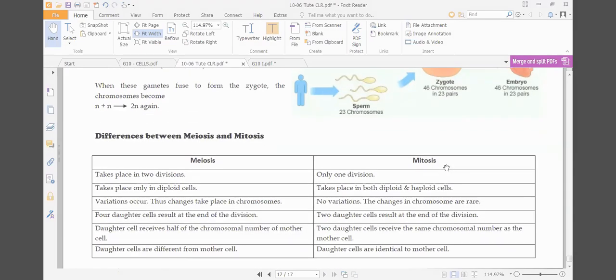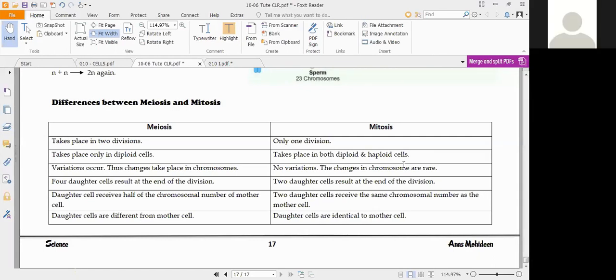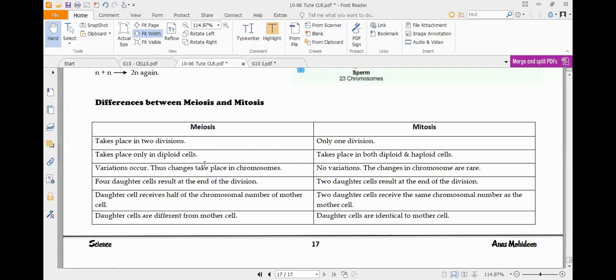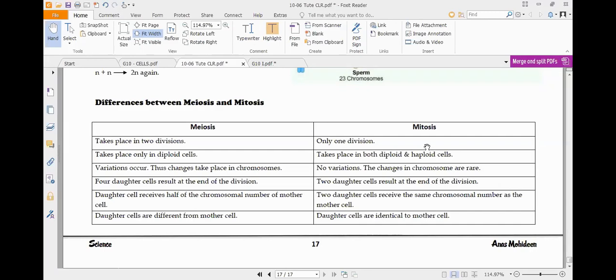The final part, we are going to differentiate them. What are the differences? Meiosis takes place in two divisions, meiotic and mitotic. Mitosis has only one division. And meiosis takes place only in diploid cells. Why? Because it should be halving. 2n becomes n. If it started from n, n would become n over 2, and that cannot happen in living organisms. It is always whole numbers. So only diploid cells can start meiosis. But mitosis maintains the constant, 2n to 2n, n to n, so it takes place in both diploid and haploid cells.